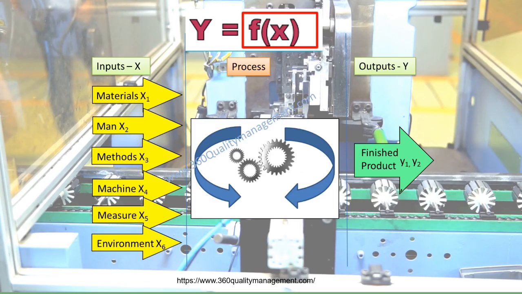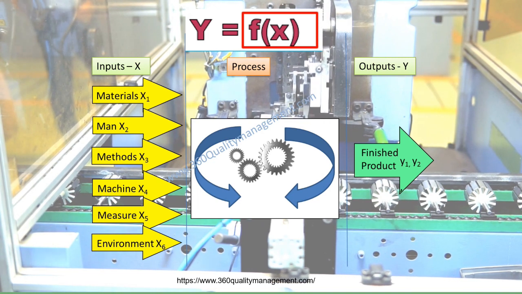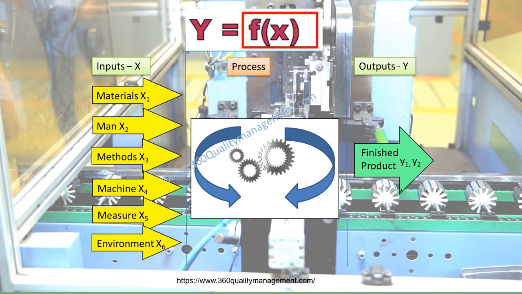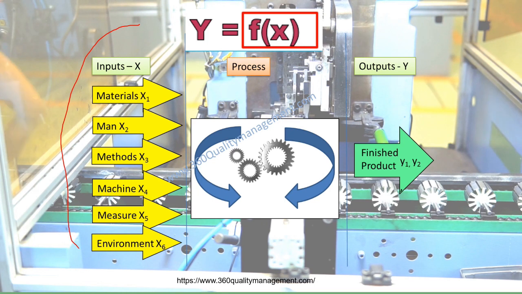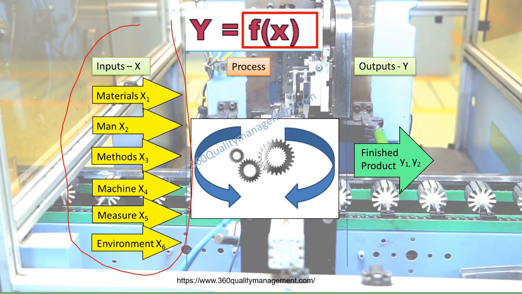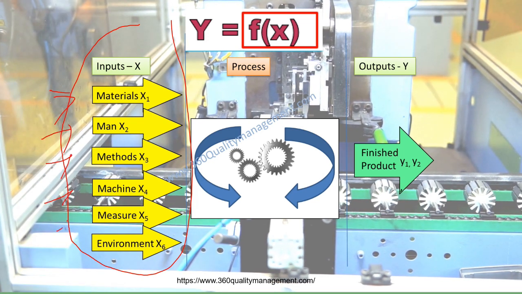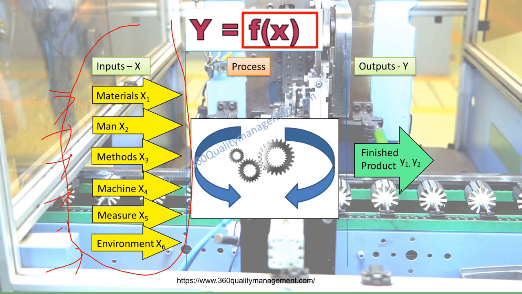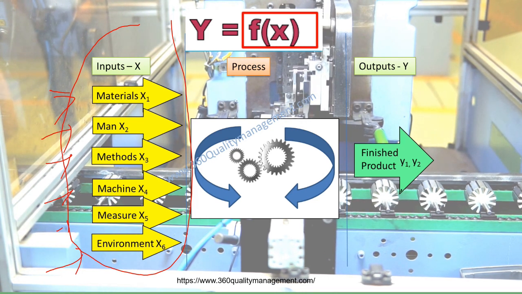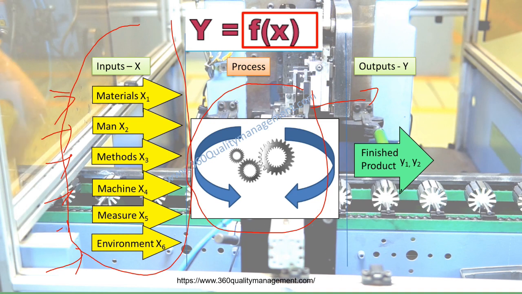We will need to understand what the QC tools are trying to measure in a process. First of all, in the manufacturing process, we have the process input X, which consists of the 5Ms 1E: materials, man, machine, methods, measurement, and also environment. All these inputs will go through a transformation process to become an output, or Y.